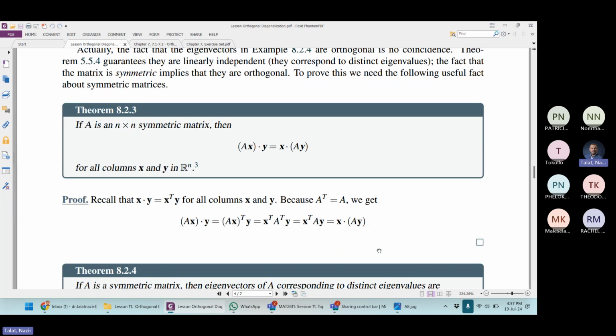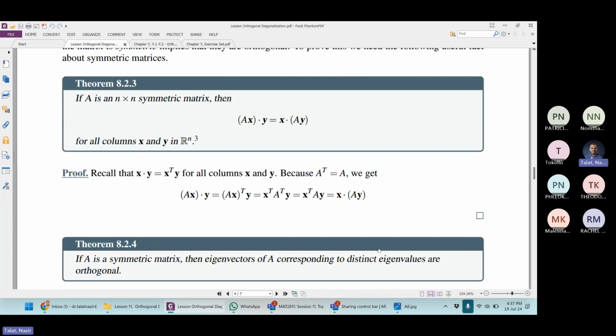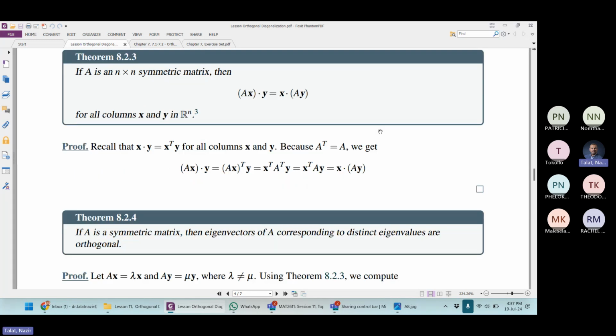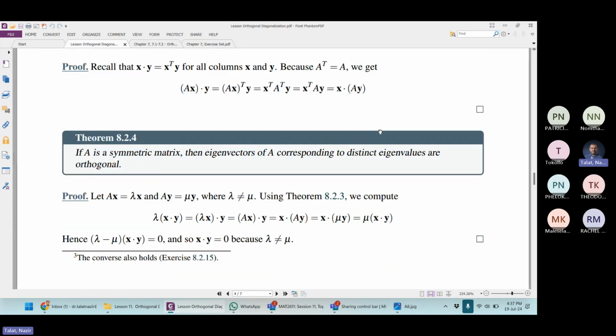Now this is also a theorem: if A is an n cross n symmetric matrix, then one can see that the inner product of AX and Y is the same as that of X and AY for all column vectors X and Y. And moreover, if A is symmetric, then eigenvectors of A corresponding to distinct eigenvalues are orthogonal.